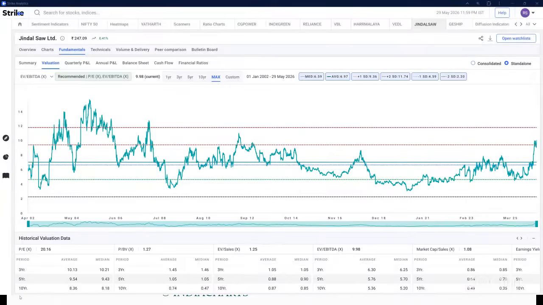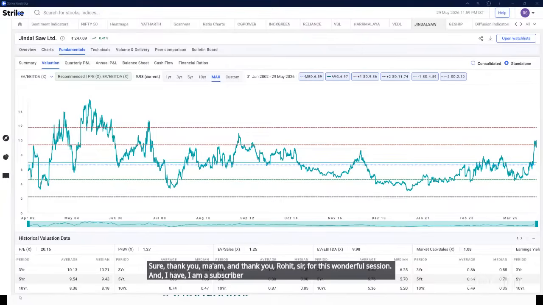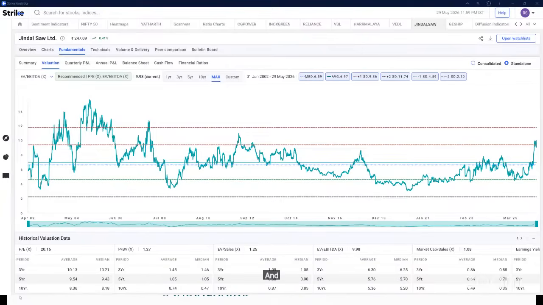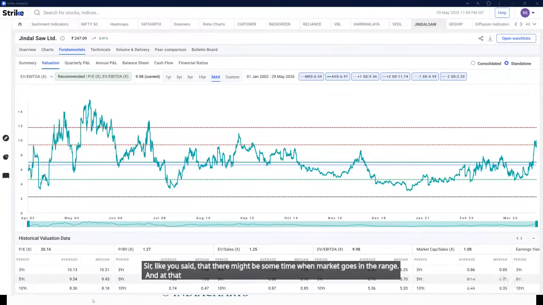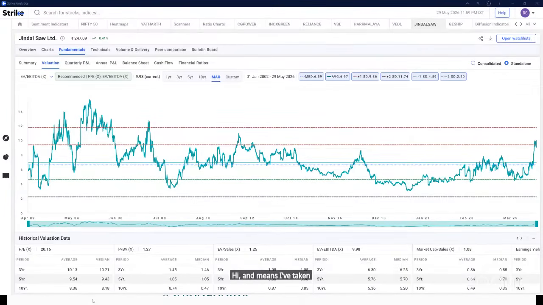Sure. Thank you, ma'am, and thank you, Rohit sir, for this wonderful session. I am a subscriber of Strike Money. I've recently bought it, and I'm learning with this. I have some query within that only. Sir, like you said, there might be some time when the market goes in a range, and at that point of time, divergence happens. So for me, if I bought on a high, and I've taken a sell signal, and then I've been waiting for that.